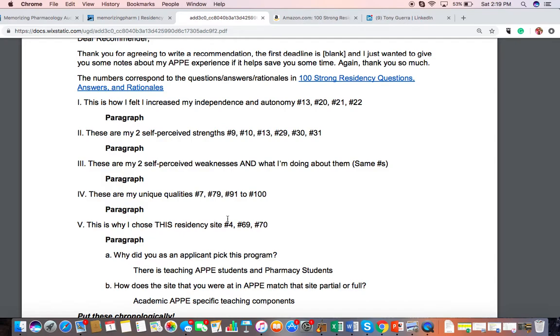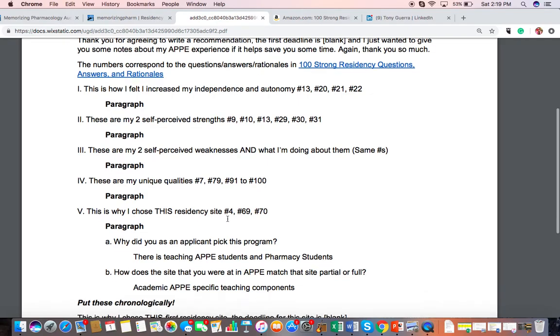value to you. This is why I chose this residency site. So we've got a couple of examples, number 4, number 69, and number 70. The reason this is so important is that this is the only thing that changes. So if you ask your recommender to write 10 recommendations, the first time they do it, they're going to have to answer those 4 questions. And then this one is blank each time they do the next one.